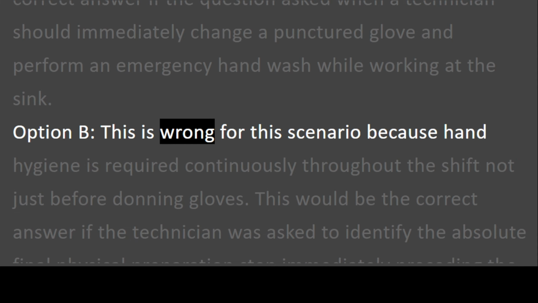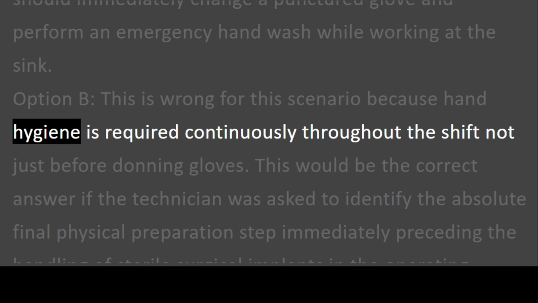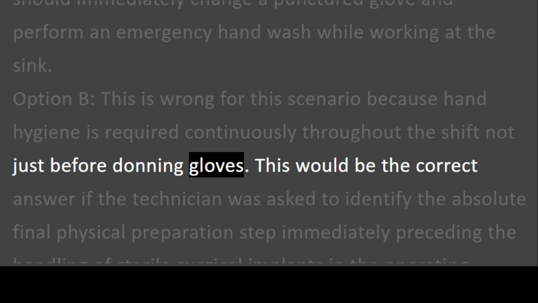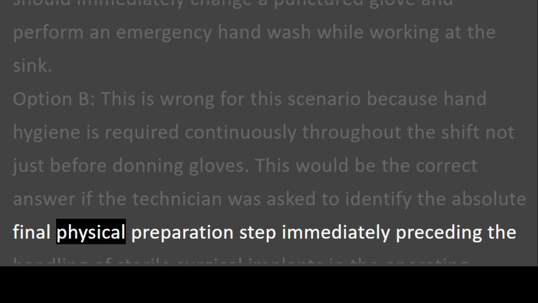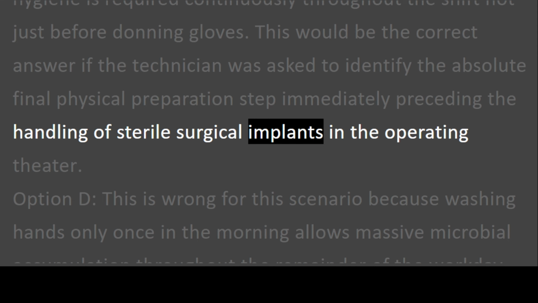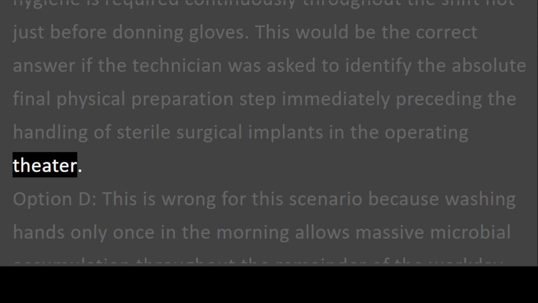Option B. This is wrong for this scenario because hand hygiene is required continuously throughout the shift, not just before donning gloves. This would be the correct answer if the technician was asked to identify the absolute final physical preparation step immediately preceding the handling of sterile surgical implants in the operating theater.